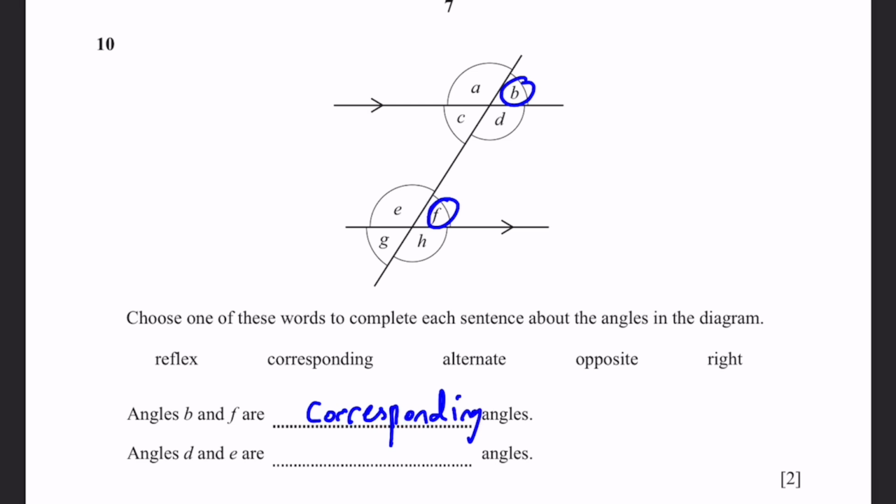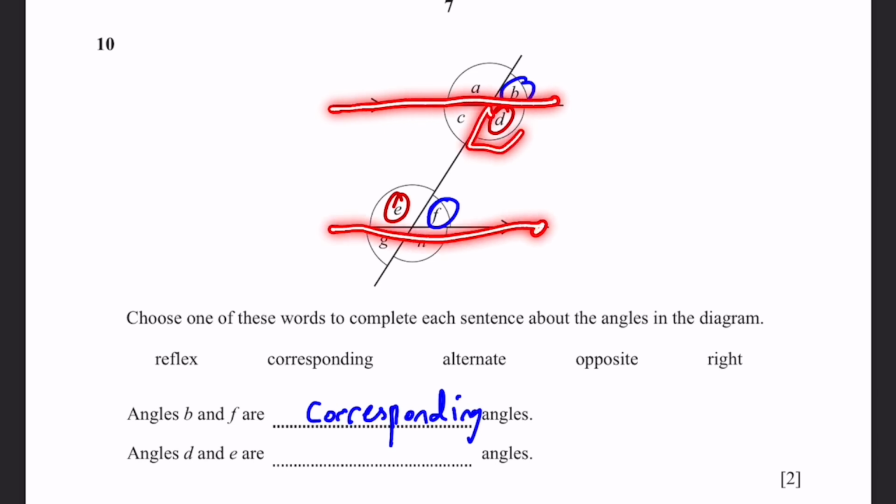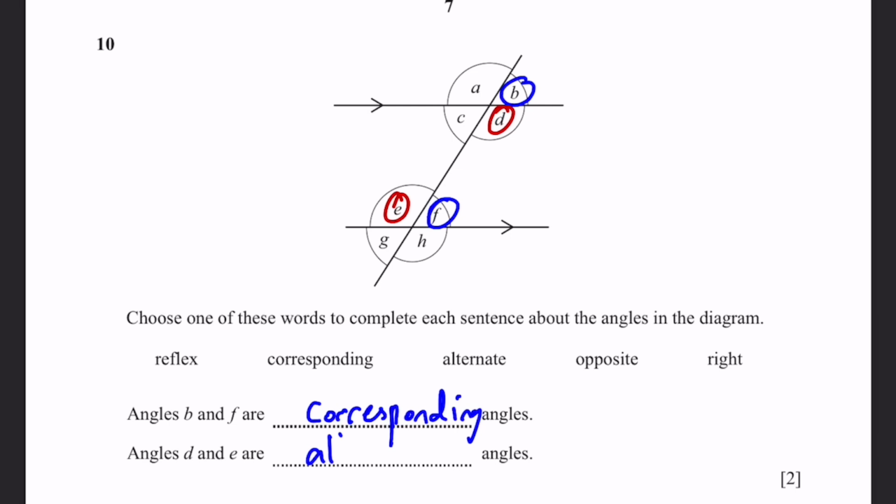Next we have angles D and E, so they're like this. Both of them are on the inside of the parallel lines, and they're on opposite sides of the transversal. That means that they are alternate angles.